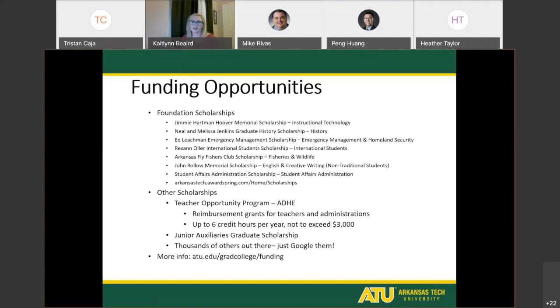Specifically within our foundation at Tech, they have a lot of scholarships that are specific to programs. So if you are an instructional technology major, there's a specific scholarship for you and things like that. Some other things that you should definitely look into if you're going into a teaching program, look into the Teacher Opportunity Program. They call it TOPS by the Department of Higher Ed.